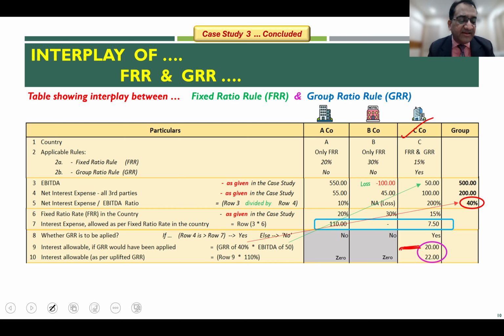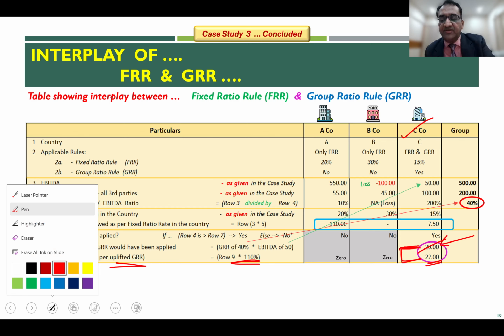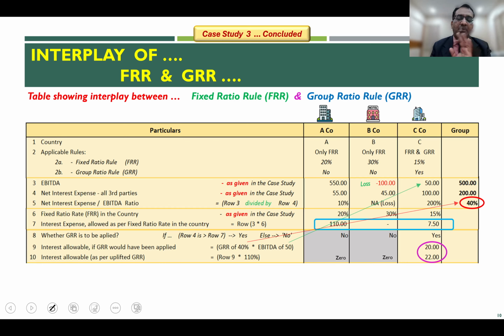But then there is a 10% uplift. And therefore, this 20 will be replaced by 22 after considering the 10% uplift. So 110% of otherwise what is allowable as per the GRR, post the uplift, is the allowable interest deduction which you have if you apply the GRR.